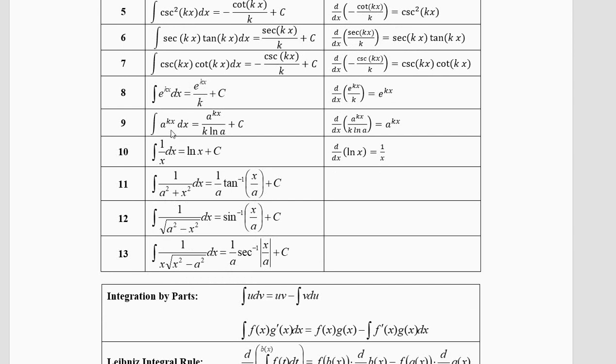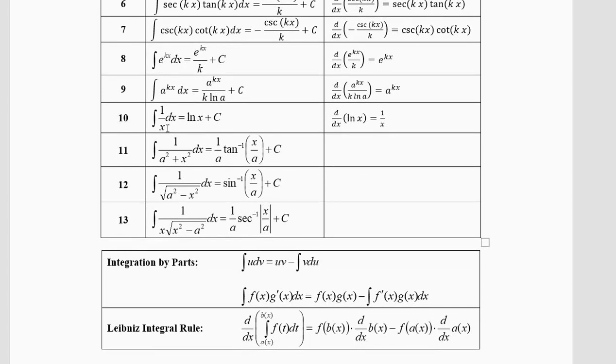Now a power kx, when you integrate, you will get a power kx divided by k ln a. See, e is a special number, so you don't have to divide by it. Here a is any number other than e, so you have to divide by ln a. And the value of e you can get from your calculators. It is 2.718281828, and after that there is no repetition and it goes up to infinity.